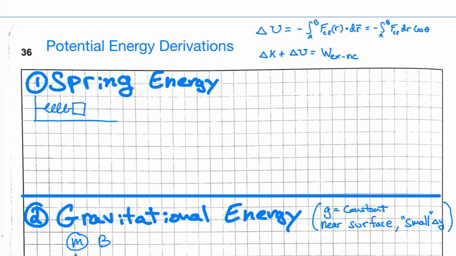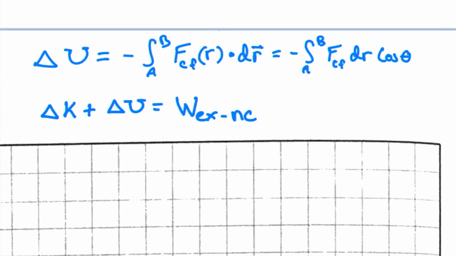All right, welcome back Physics C students for our third notebook video on work, energy, and power. We're going to go over some potential energy derivations here, including spring energy and two different ways to get gravitational energy. We'll be using one or both of these in each of the derivations.